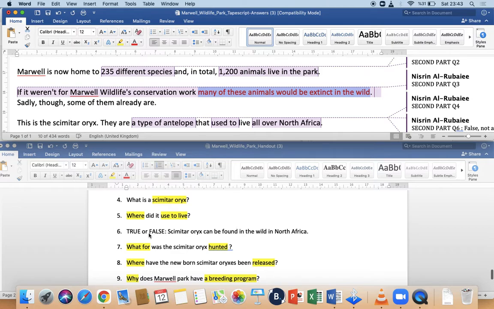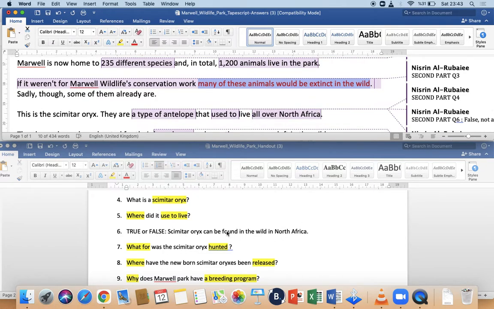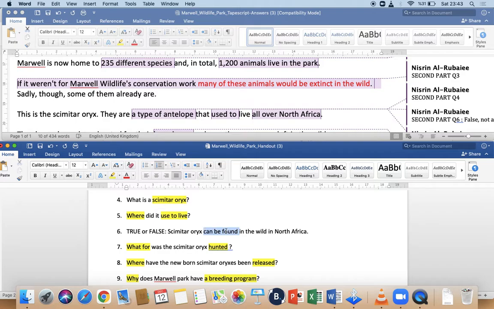And next one, true or false? Scimitar oryx can be found in the wild in North Africa. Actually, this sentence is not correct. This is false. Why? Because scimitar oryx was found in North Africa in the past. It used to live there, not now. So this sentence is false.